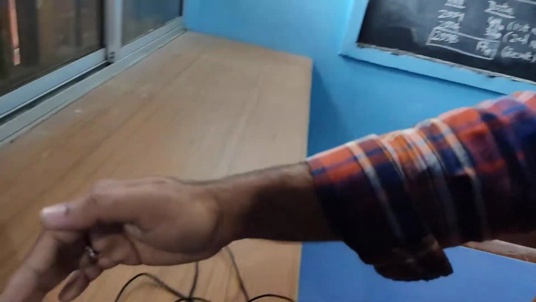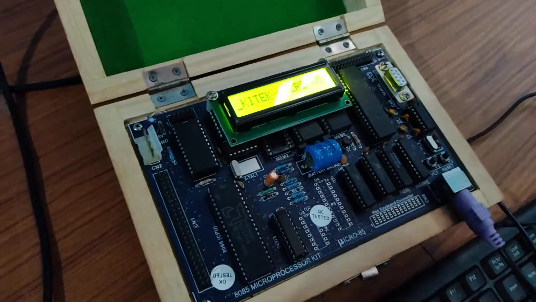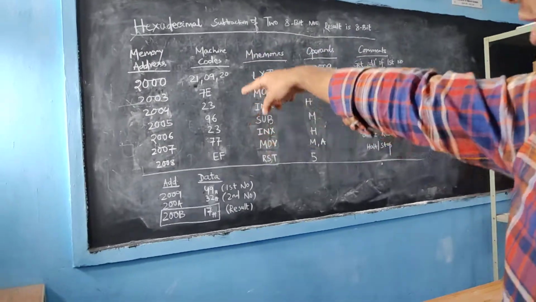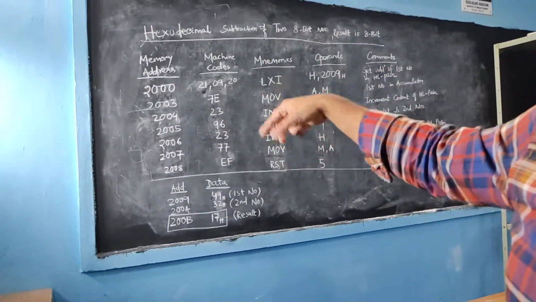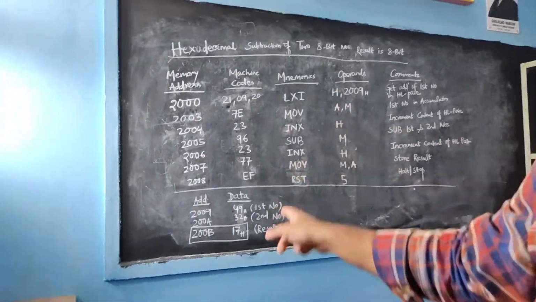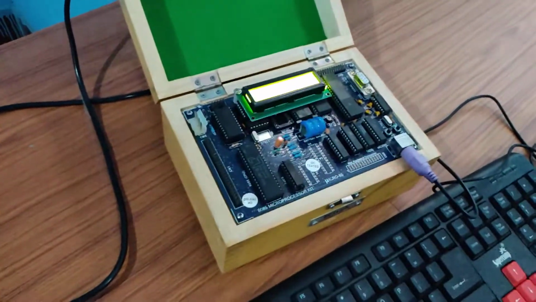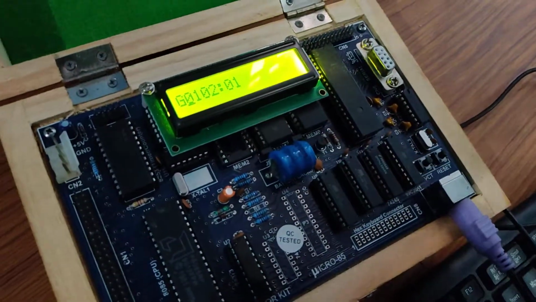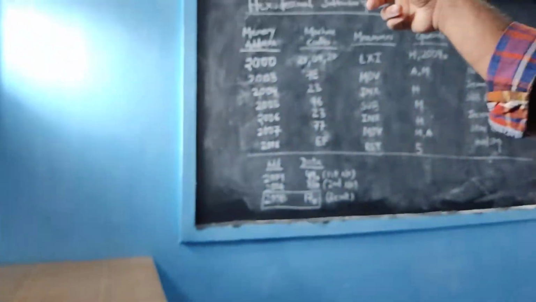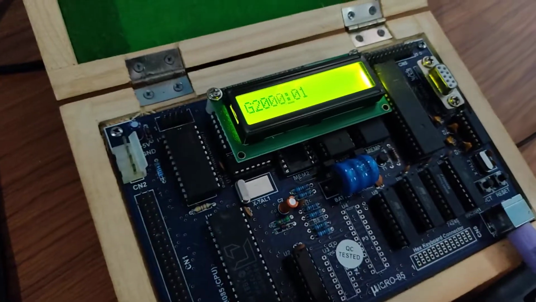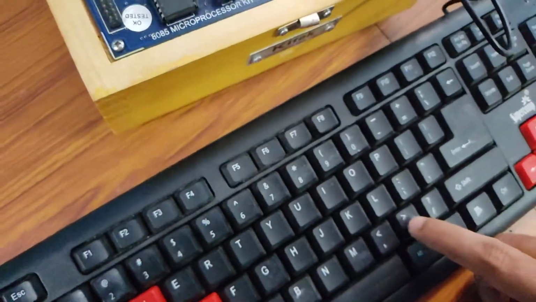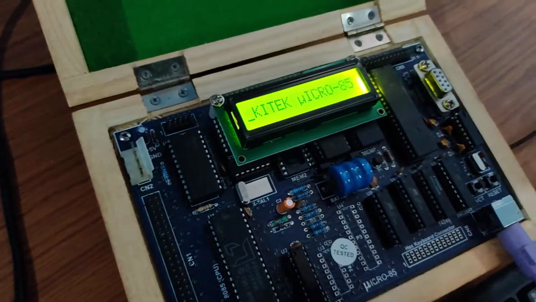Next, you have to execute the program. The program will execute from address 2000 to 2008. The total program will be executed. After that you will get the subtraction result. For execution the command is G. G means execute, and then you give the starting address. For your program the starting address is 2000. So you give G 2000. Then you press dot. Now your program has been executed.